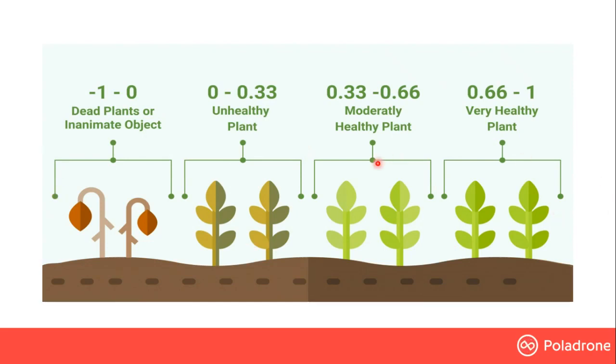So as you can see in the photos here, if your plant is unhealthy or dead, you get a negative to 0 value. That is why you see your plant is brown in color. And for an unhealthy plant, you get a value ranging from 0 to 0.33. For moderately healthy plants, you will see 0.33 to 0.6. And from 0.6 and above, you'll get a very healthy plant. That is the basic idea of how NDVI monitors your crop health. I hope this makes it clear.